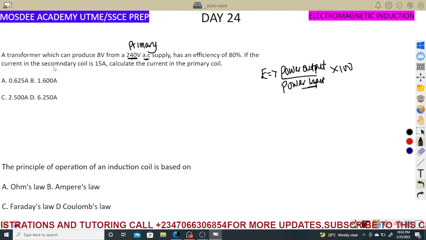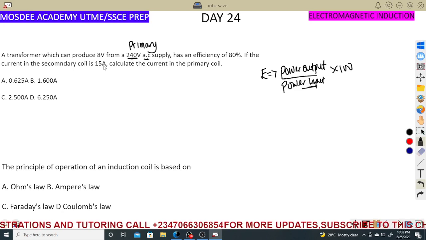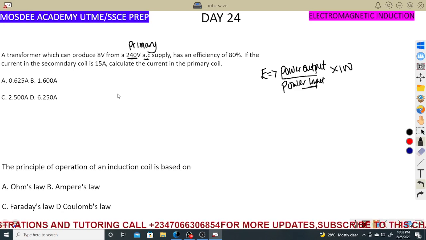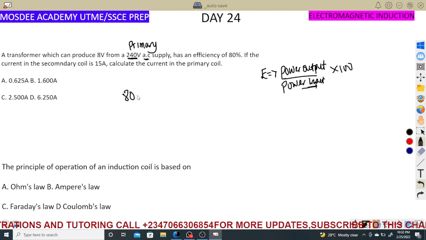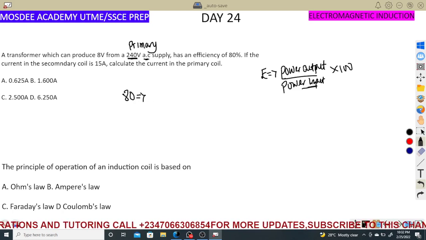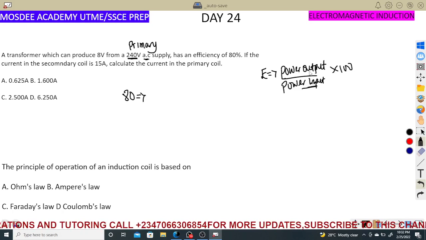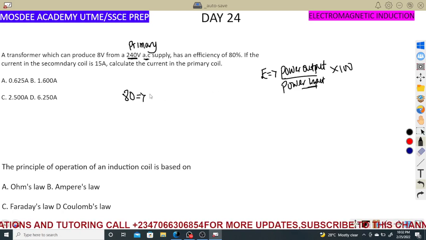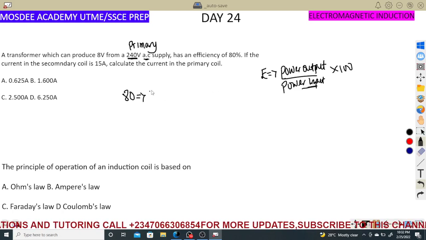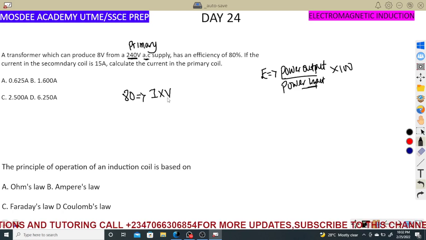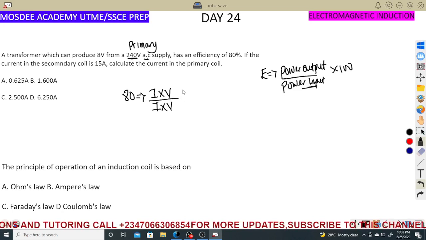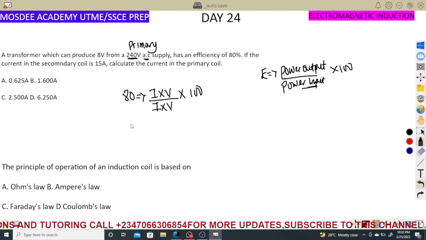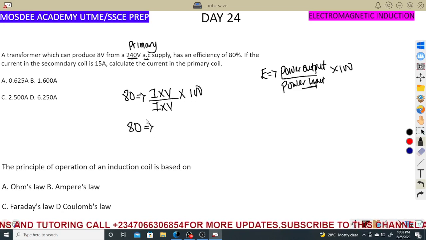Now, if the current in the secondary is 15 amps, calculate the current in the primary. It's just the same thing as what we are doing. Efficiency is 80%. That's 80 equals power output over power input, times 100. I don't know the power output, but power is current times voltage. Power input is also current times voltage. I'm showing you all the steps just for you to understand.